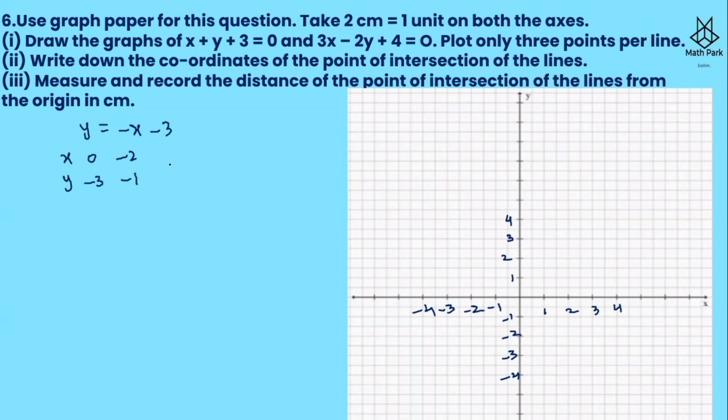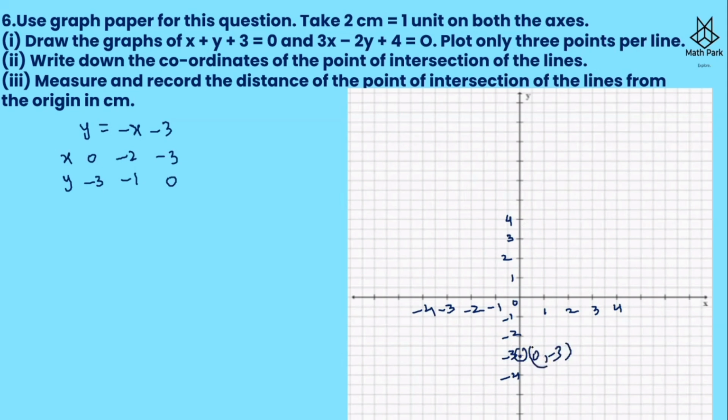If x is equal to -3, minus of minus is +3, and 3 minus 3 is 0. So we got 3 points. Let us plot these points. So you have 0, comma -3. So x is 0 and y is -3. So 0, comma -3 is this point.